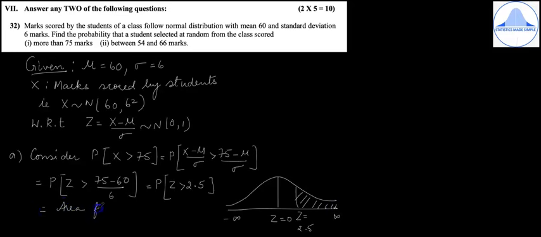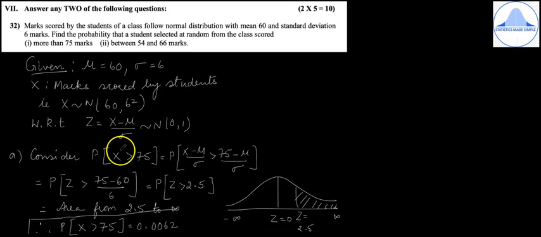This is equal to area from 2.5 to infinity. So remember that from the statistical tables for the normal distribution, we can find out the area from any number to infinity. So using the statistical tables, we get probability of x greater than 75 is equal to 0.0062. So remember that probability answer should always lie between 0 and 1. So now let's move on to the next subdivision.